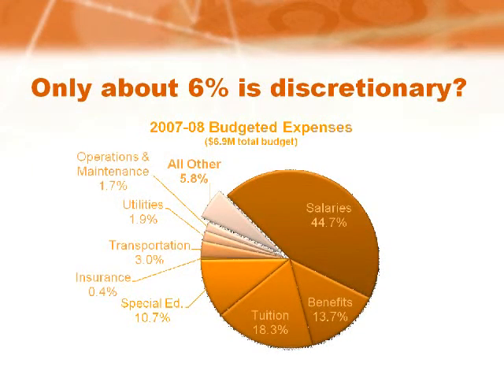Having only 6% of the budget as discretionary seems pretty unbelievable to most people, so this graph shows exactly how the money is divided up. About 59% goes to contracted salaries and benefits, about 18% for tuition to Collingswood High School, about 11% for special education, and the remaining small pieces for operations and maintenance, utilities, transportation, and insurance. All other educational expenses come under the 5.8% slice of the pie.